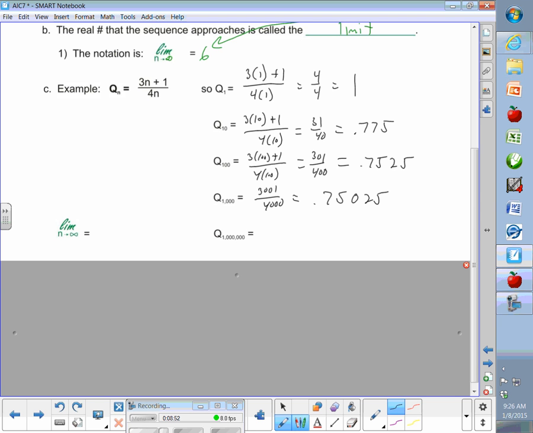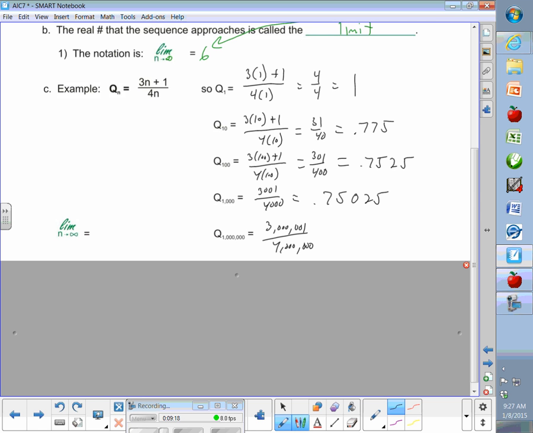Let's do a million. What would the fraction be? Anybody do the fraction in their head? Raise your hand. Come on, somebody besides Kyle. Come on, somebody besides the 4 people. Sam? 3,000,001 over what? Over 4 million. So go ahead and punch that into your calculator.